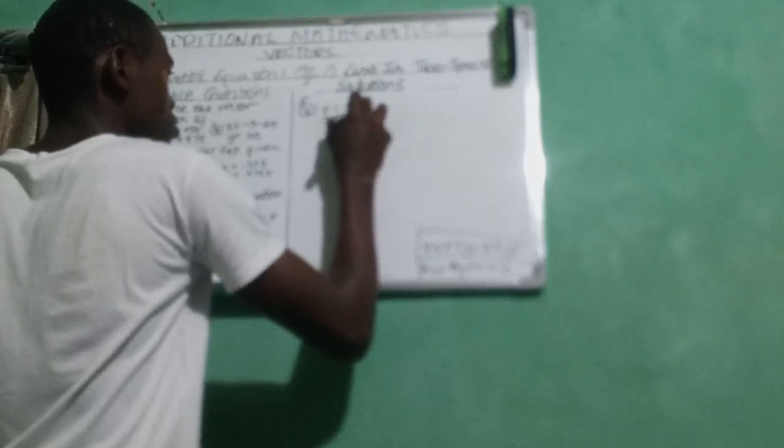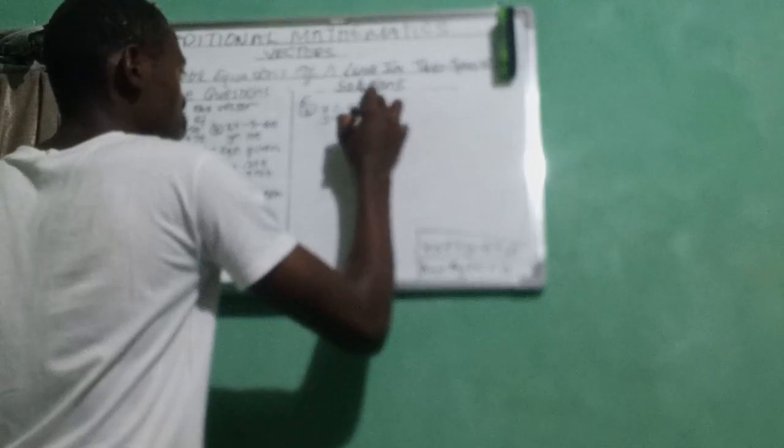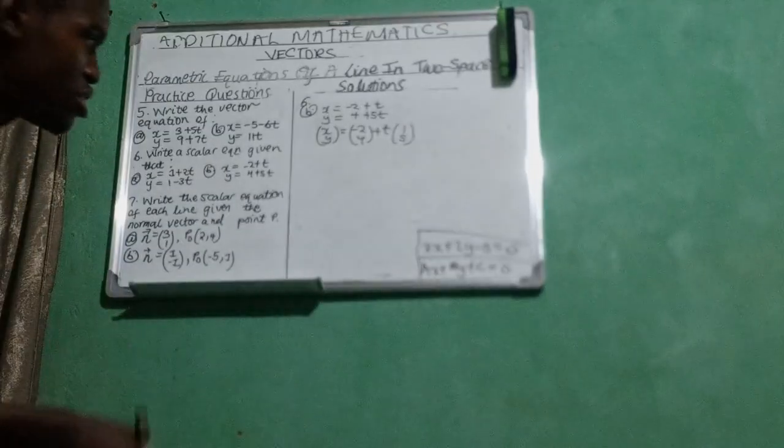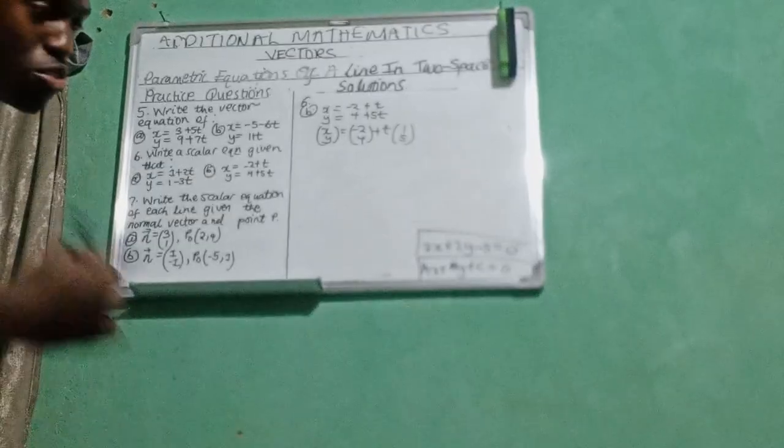Let's now go to question 6b quickly, in the interest of time. So question 6b would be (x, y) is equal to (minus 2, 4) plus t times (1, 5). Then we write this in the form of a vector equation: (x, y) is equal to (minus 2, 4) plus t(1, 5). That's how we write it in the form of a vector equation. And then we use both methods, method 1 and method 2.